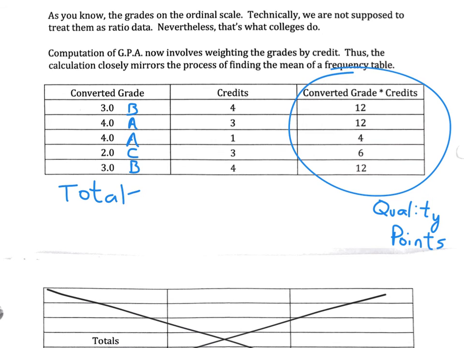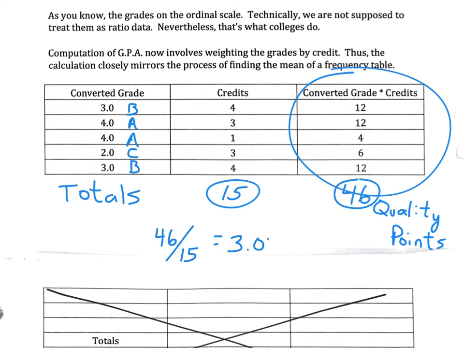Number of credits, it looks like a 15 credit semester, fairly typical. And the number of grade credits or quality points is 46. And 46 divided by 15 is a 3.06 repeating. We'll call that a 3.07. And that would be how you compute Jason Pitter's grade point average for this semester.